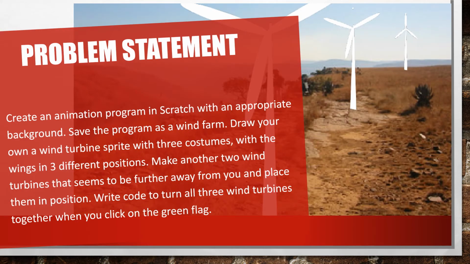For today's challenge, create an animation program in Scratch with an appropriate background. Save the program as Wind Farm. Draw your own wind turbine sprite with 3 costumes with the wings in 3 different positions. Make another 2 wind turbines that seem to be further away from you and place them in position. Write code to turn all 3 wind turbines together when you click on the green flag.